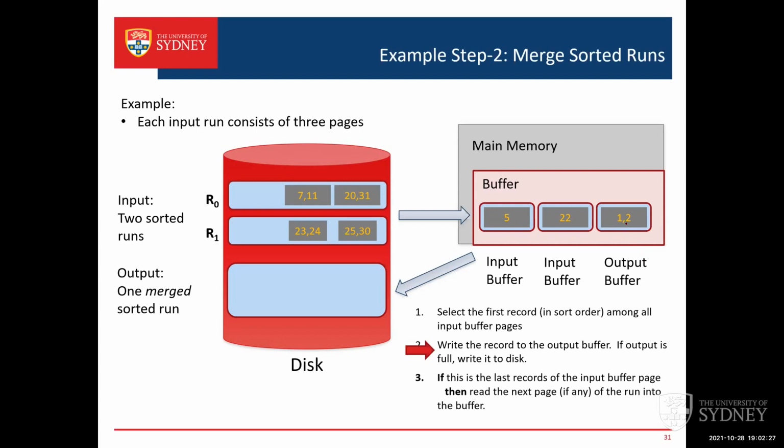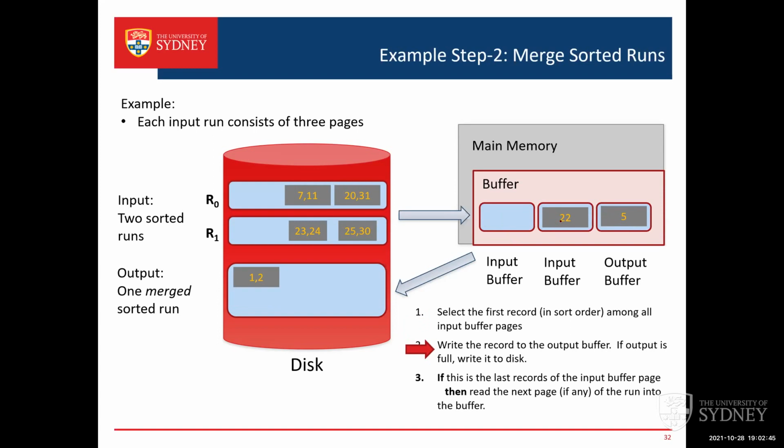So what can we do at that time? When the output buffer is full, we have to push it into the disk. So that's what we are doing. Now we have got some space in here, right? So we'll now compare 5 and 22, and put 5 in here.